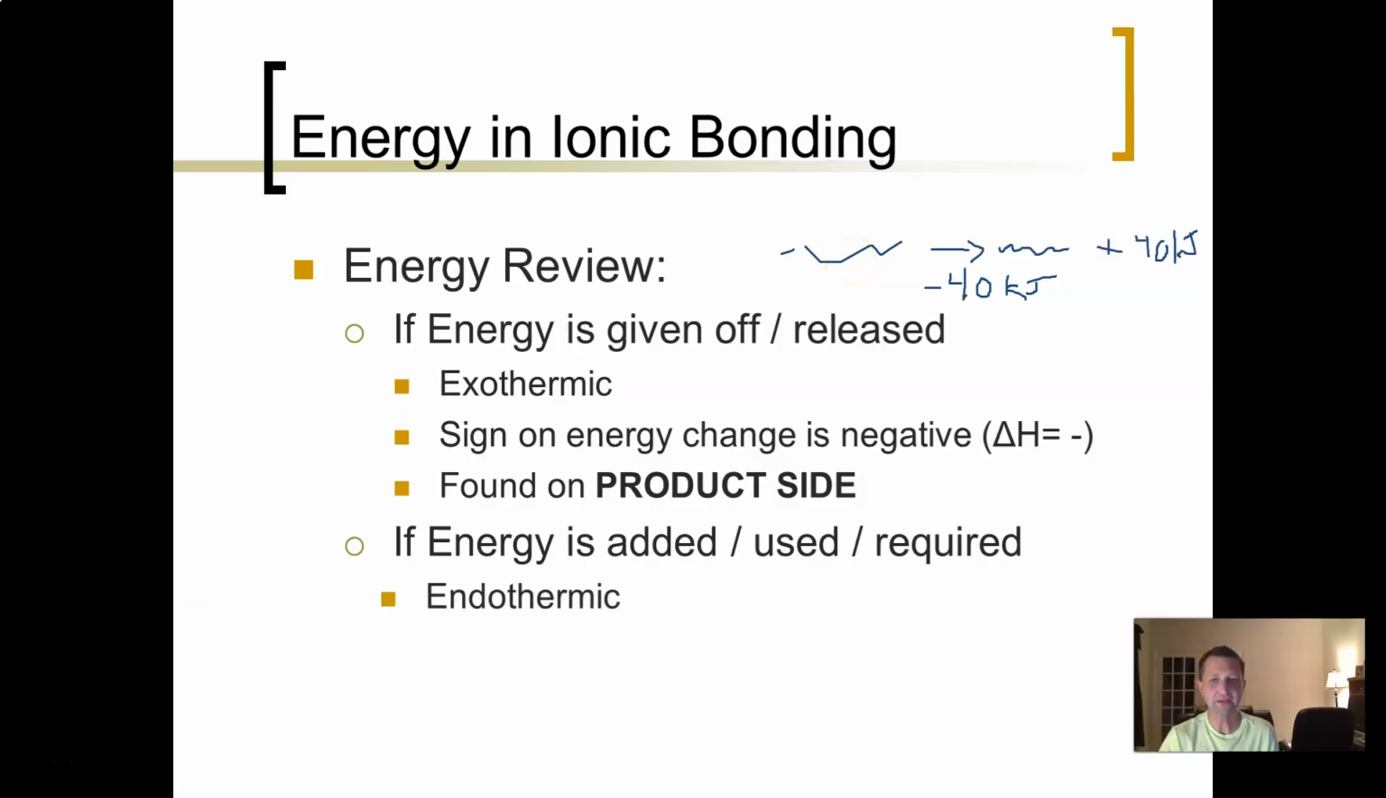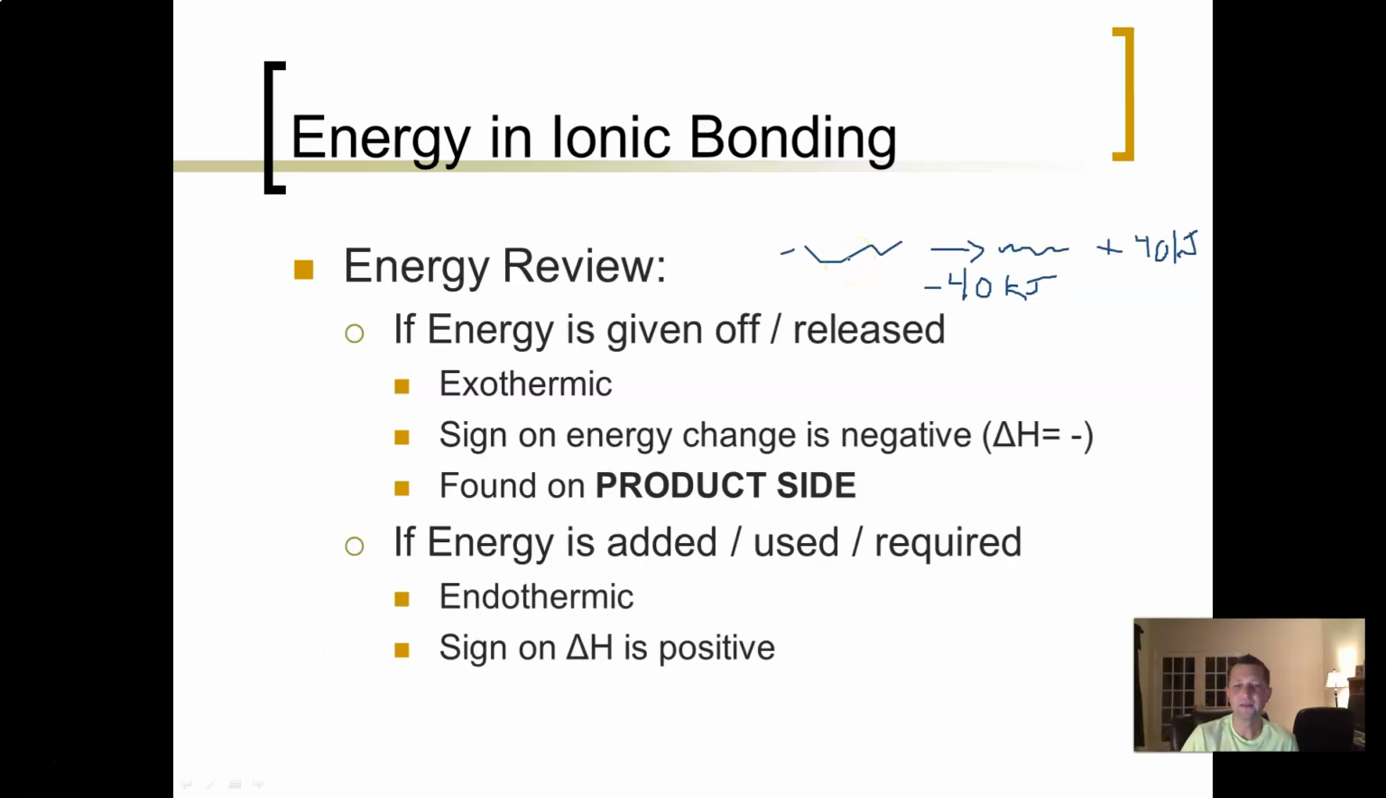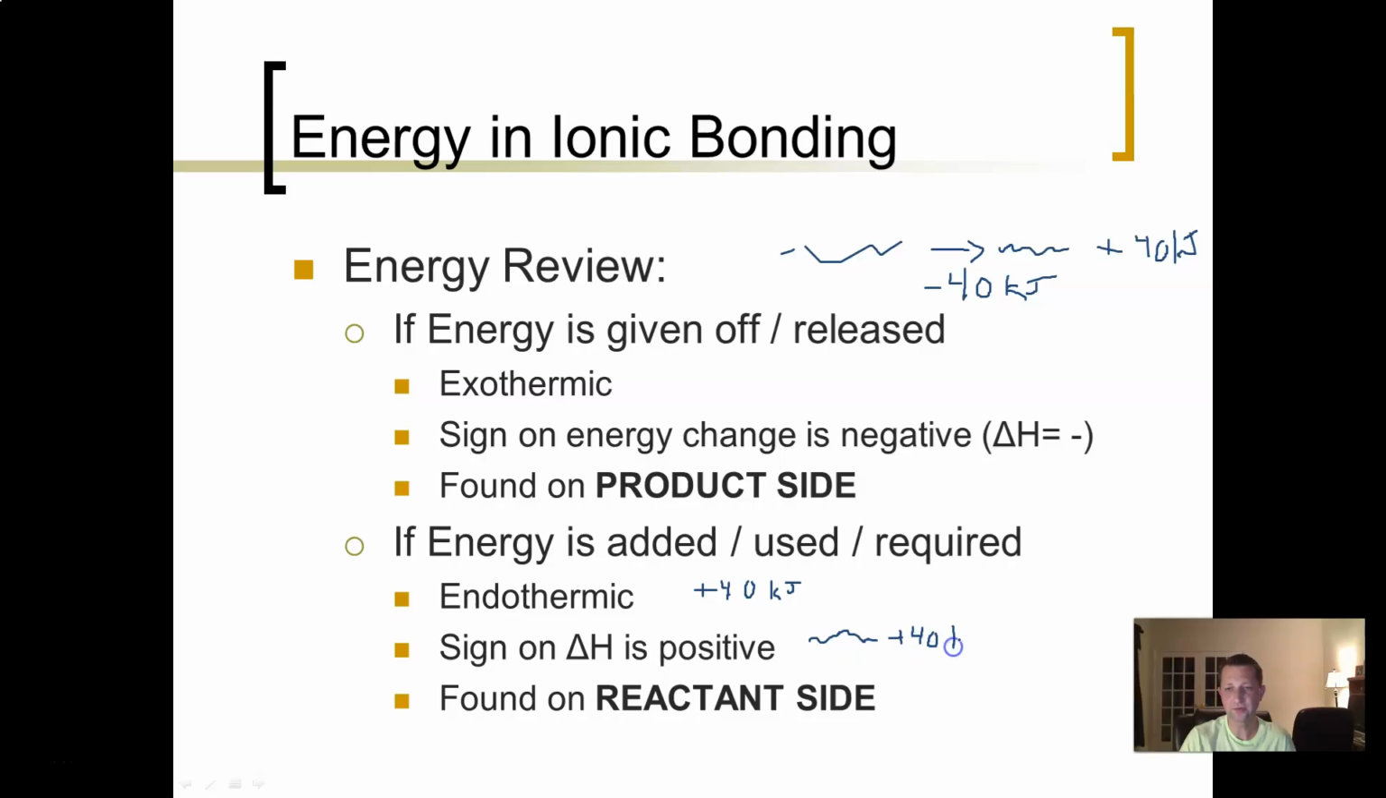So if energy is added, used, required, that's endothermic. The delta H is positive, and it's on the reactant side. So if you had some process, and I said the delta H was positive 40 kilojoules, then you would have something plus 40 kilojoules yields something, whatever it is. So you can see, delta H is negative, it's on the product side. Delta H is positive, it's on the reactant side. Easy money, okay? That's all you've got to remember here.